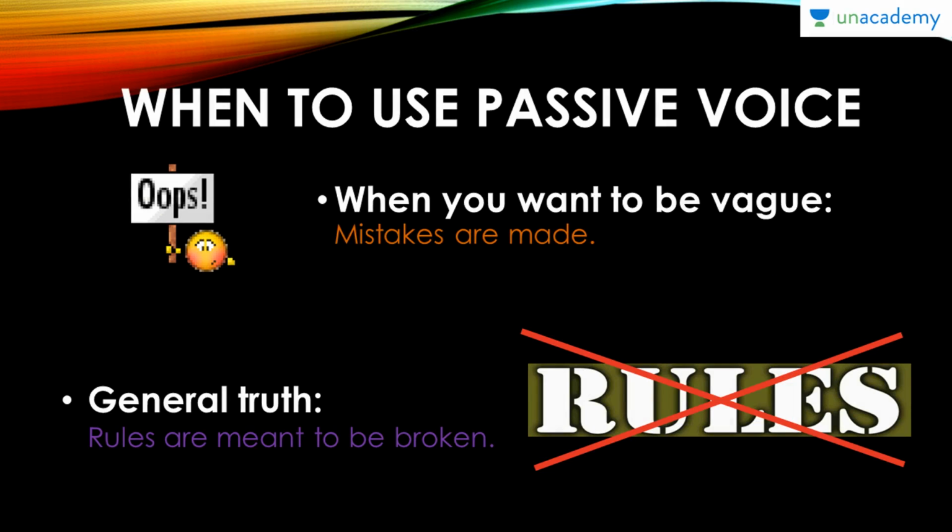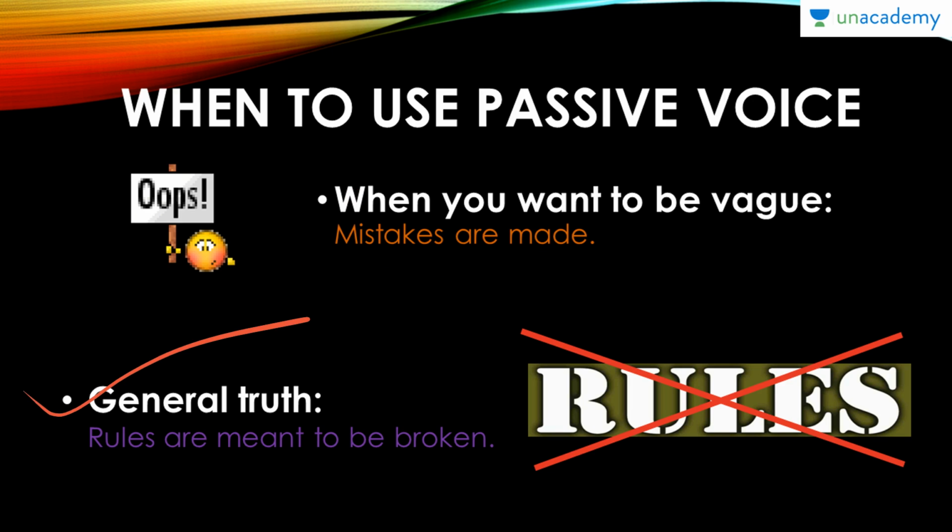So when you want to be vague, mistakes are made. By whom, what mistakes, we don't know. It's very vague. We make mistakes is the active voice of this, but it tells us who made the mistakes. So if you don't want the whom part of it to be known, you can use passive voice to be as vague as possible. Mistakes are made.